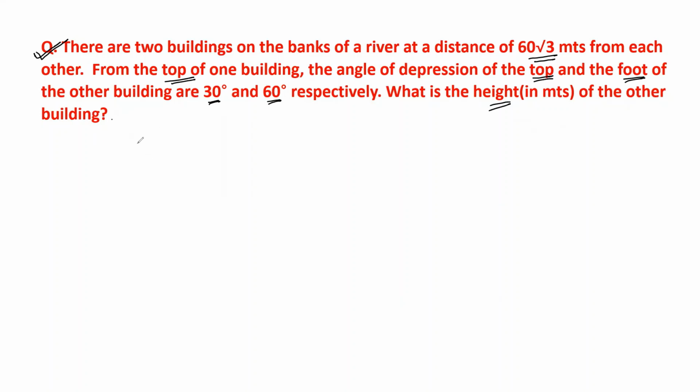Here again, let us try to represent this scenario by a rough sketch and then we'll find the height of the other building. So let us represent the first building by this line and the other building by this line. It has been given that these two buildings are at a distance of 60 root 3 meters from each other. So that means this length would be 60 root 3 meters. Now, this is the top of one building and this is the top of the other building and this is the foot of the other building.